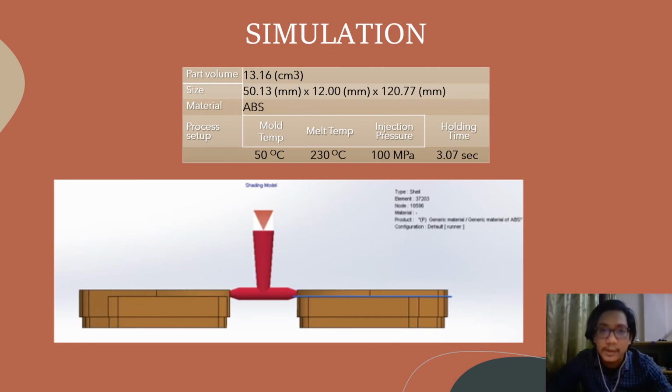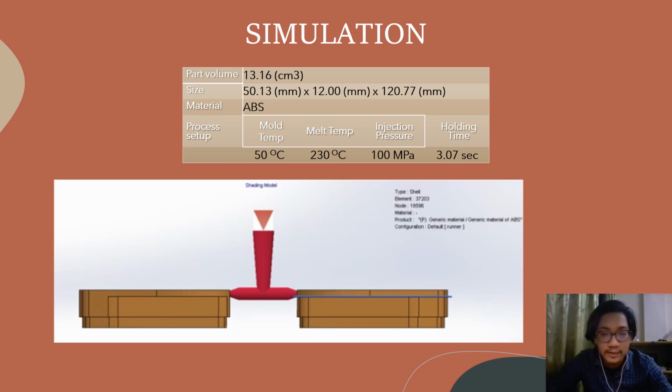Okay, moving to the process setup. The mold temperature is 50 degrees Celsius, and as for the ABS, the melting temperature is 230 degrees Celsius. Injection pressure, we increase it to 100 megapascal, and the holding time is 3.07 seconds. Okay, moving to this diagram number 2, this shows the runner diagram and the part.